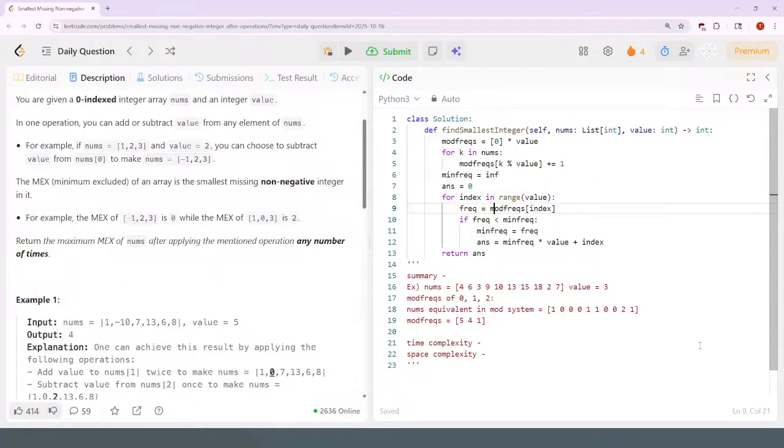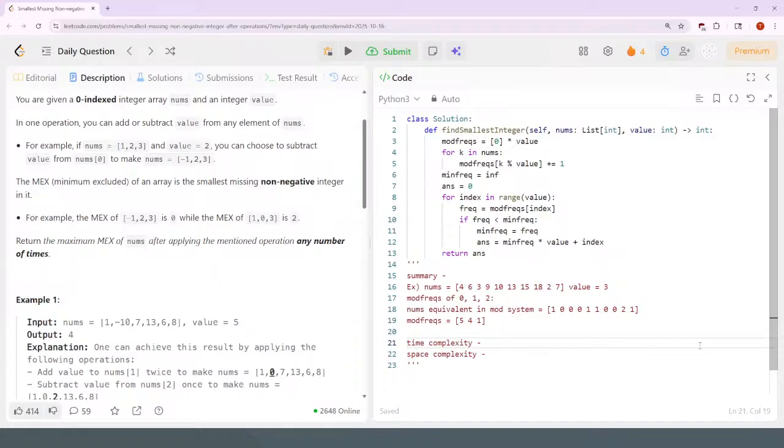Go through all the indices and find the lowest frequency; if lower than the minimum, take that. And then the answer is whatever number of times you could do the cycle of the whole set of values, like 0 1 2, times that min frequency, plus whatever the index was that you found the min frequency at. So hopefully that was somewhat understandable.